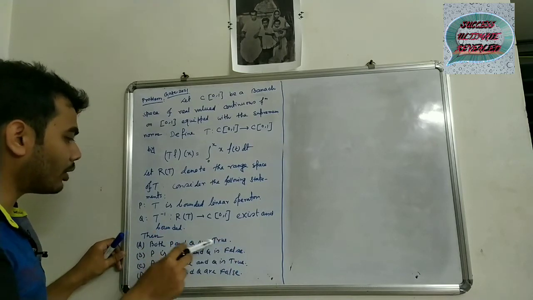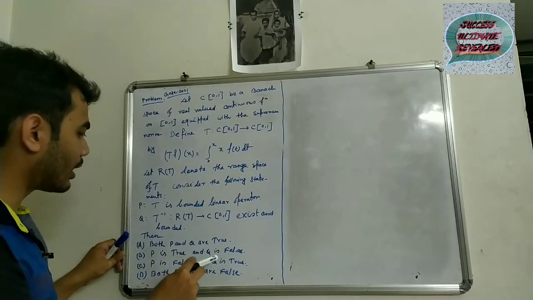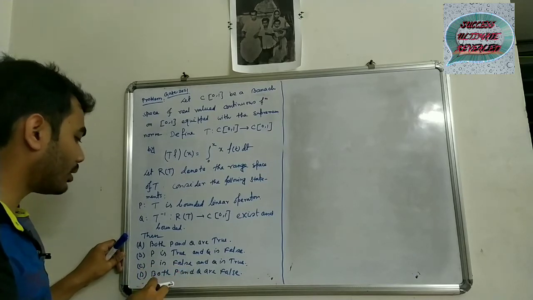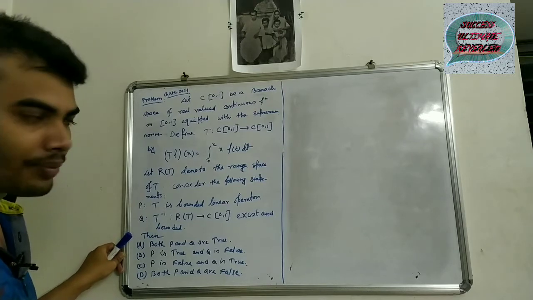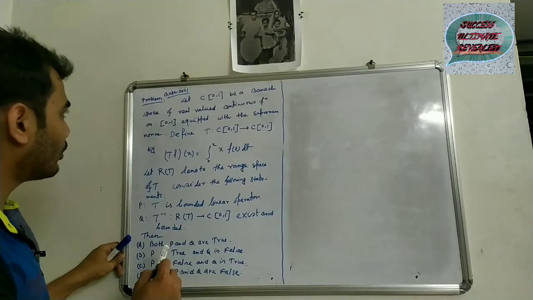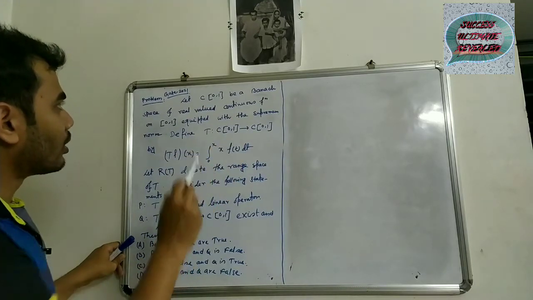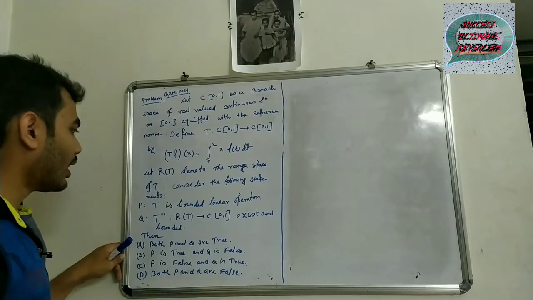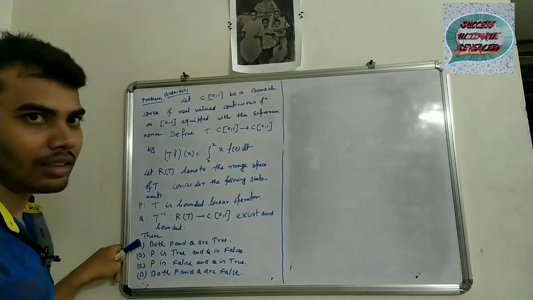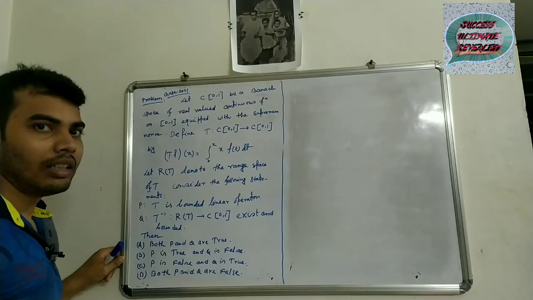Then the first option, both P and Q are true; second option, P is true and Q is false; third option, P is false and Q is true; and fourth option, both P and Q are false. Okay, this is our problem. Now this problem is related to the supremum norm on C[0,1], and it asks whether this linear operator is bounded or not, whether T inverse exists or not, and whether T inverse is bounded or not. So this problem depends on the linear operator.